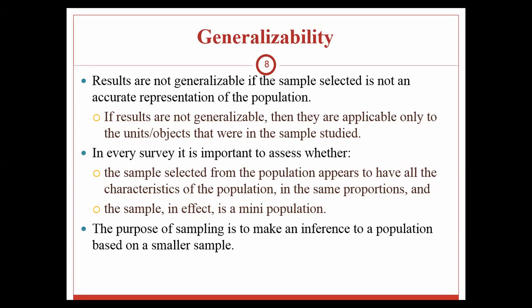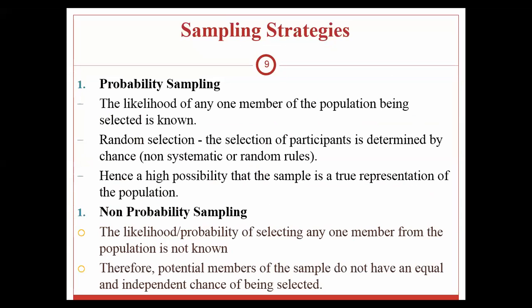In every survey, it is important to assess whether the sample selected from the population appears to have all the characteristics of the population in the same proportion. In that case, the sample will be considered a mini population, and we're going to look at how you do that. The purpose of sampling is to make inference to a population based on a smaller sample, as I've said. So we're going to look at the different ways of sampling.